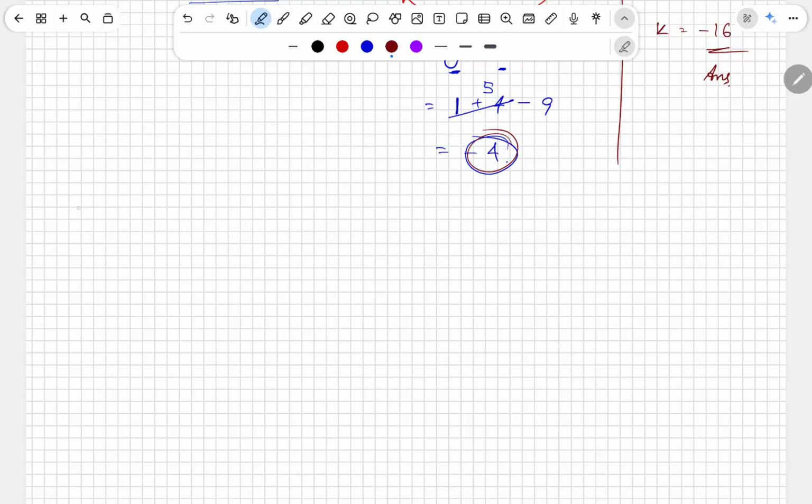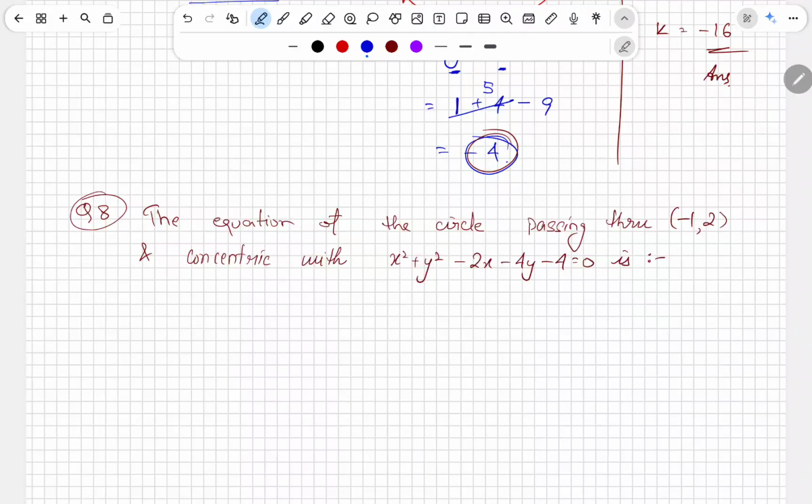Let's move on to the next question, that is question number 8. Okay, so now I've written down the question, which says the equation of the circle. We have to find the equation of a circle which is passing through minus 1 comma 2 and it is concentric with this circle. So let's try to visualize what is happening in the question. There is the equation of a circle we have to find, which is passing through the point minus 1 comma 2.